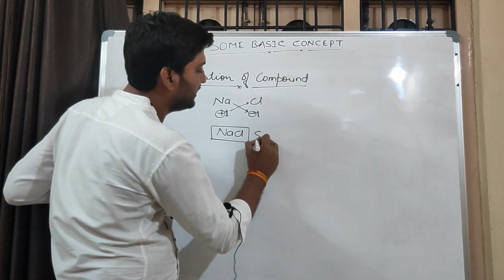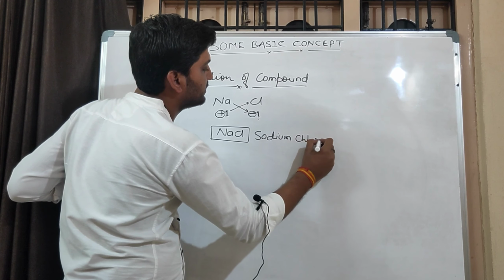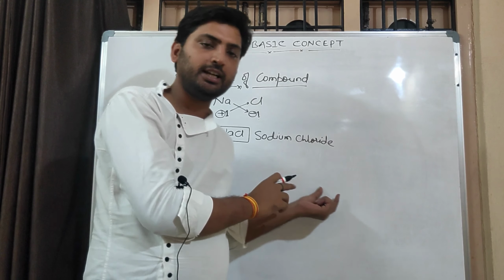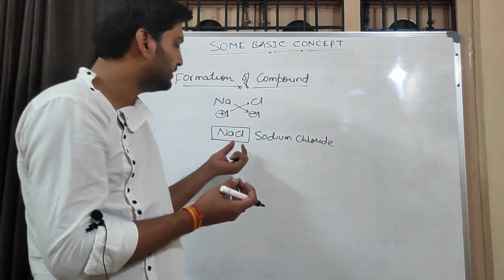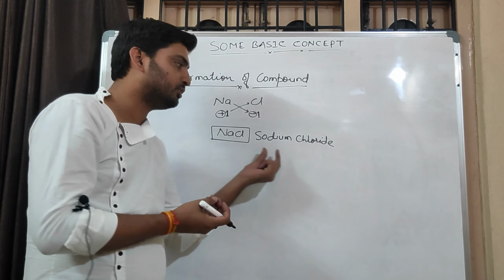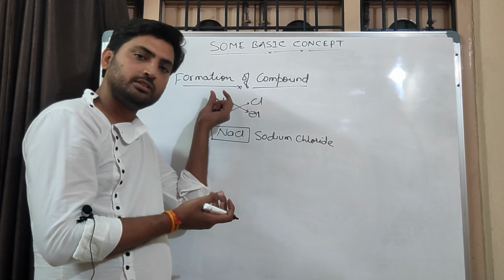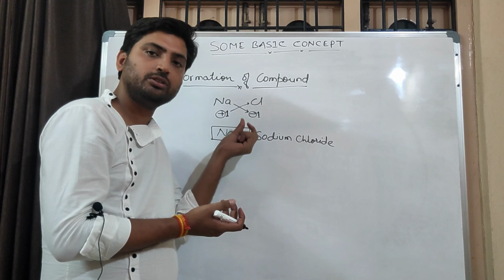This is called sodium chloride. This compound NaCl is called sodium chloride, and this is table salt. What we eat, what we use in cooking, this is the formula of that salt, NaCl, sodium chloride. How do we make it? Element, symbol, and below that what do we put?